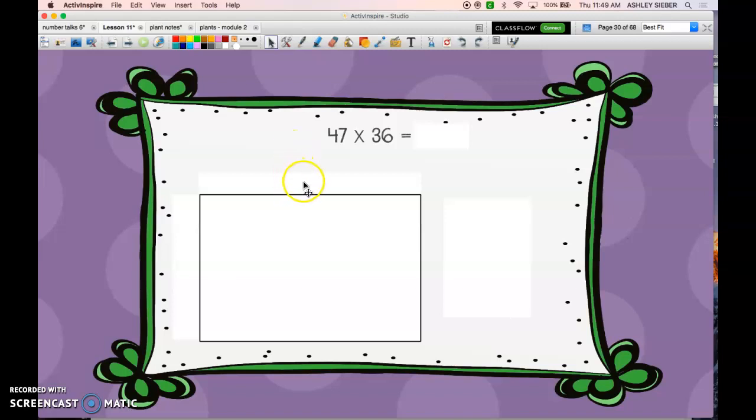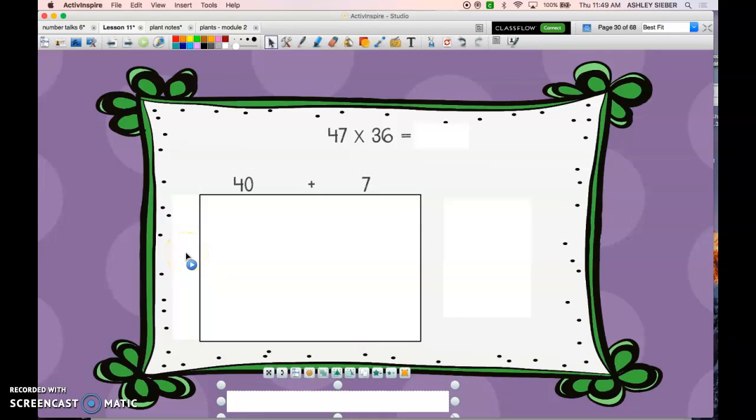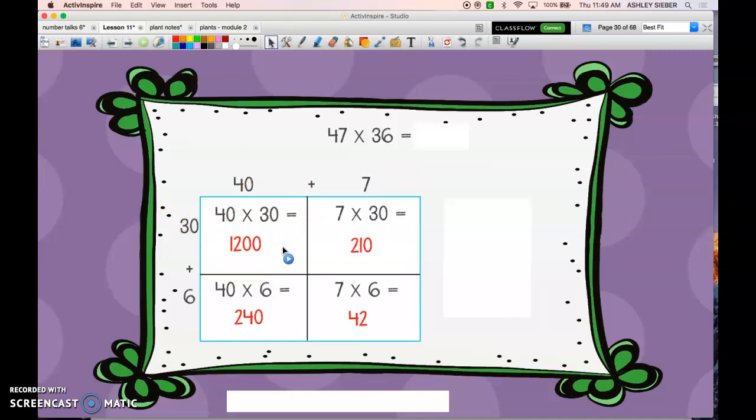All right, let's see. 47 broken up is 40 plus 7. 36 broken up is 30 plus 6. Now we're going to draw our lines and multiply all parts of both numbers. Let's see if you got this right. 40 times 30 is 1,200. 7 times 30 is 210. 40 times 6 is 240. And 7 times 6 is 42.